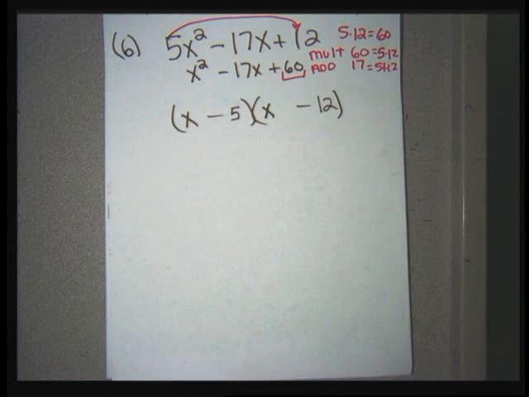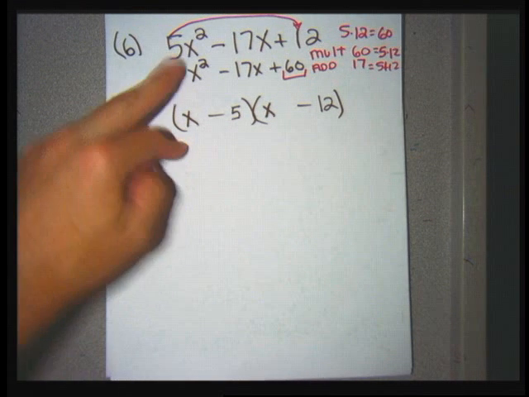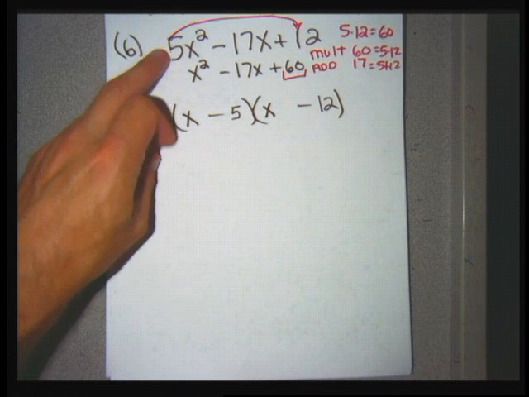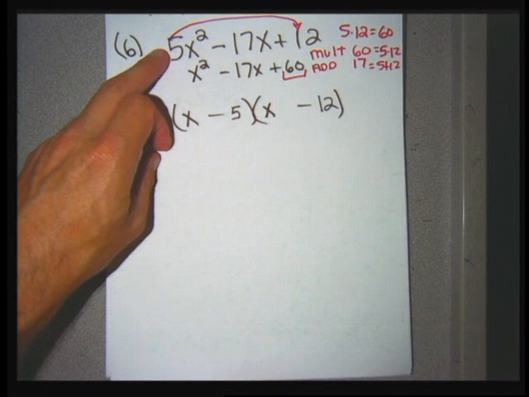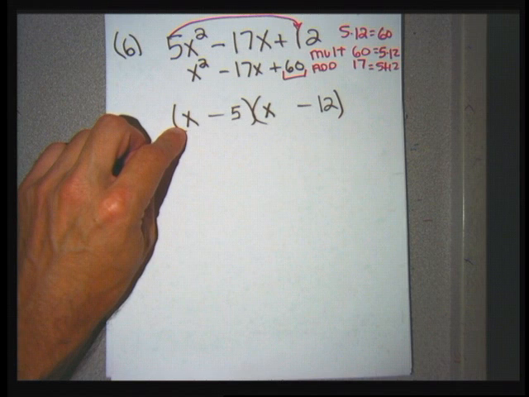That's the beginnings of bottoms up, but it's not done. If I FOILed x minus 5 times x minus 12 out, it would FOIL out to be x squared minus 17x plus 60. That's not the original problem. I want something to FOIL out to be 5x squared minus 17x plus 12. And this particular set of parentheses won't factor out to be that.